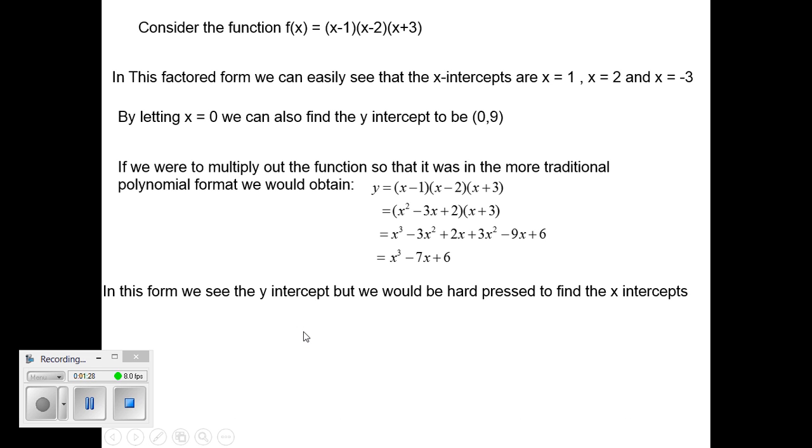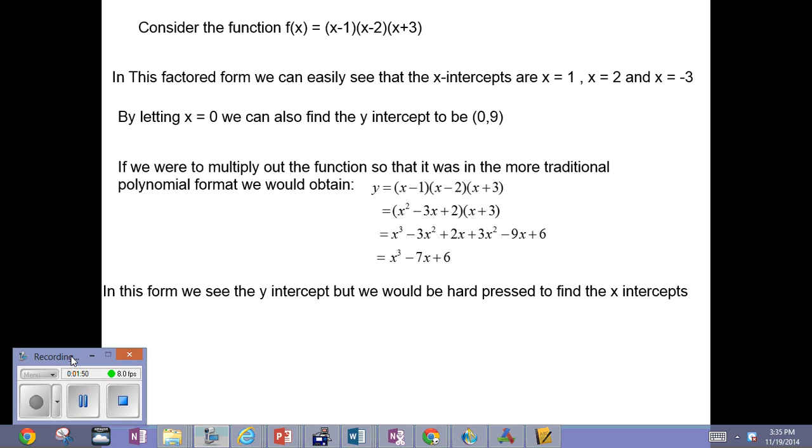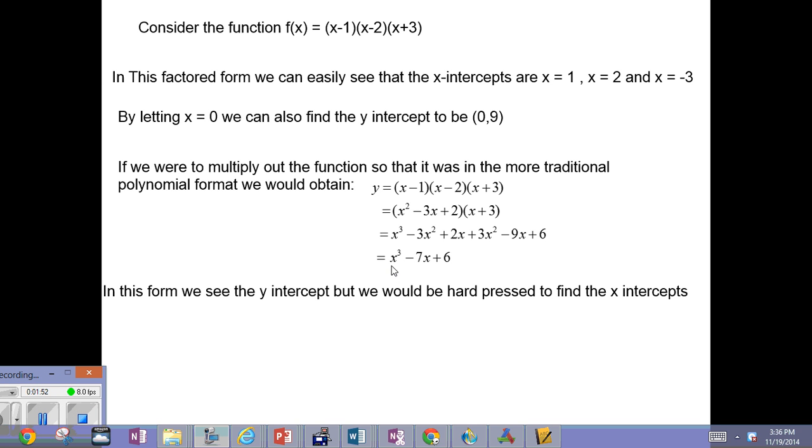But if it's given to you in this form, the y-intercept is available, but the x-intercepts are not. And furthermore, how would you ever get back to these factors? That's going to be part of the problem because this is not going to be factorable by any means we know at this point. So that's what we're going to be discussing. How would we be able to return this to a factored expression?